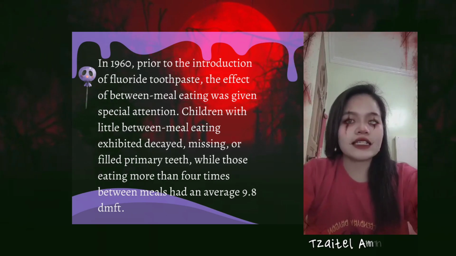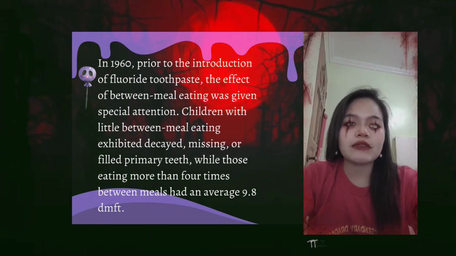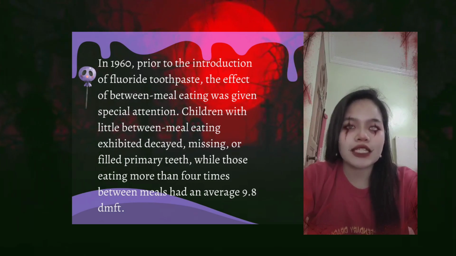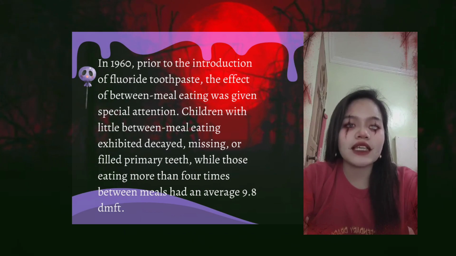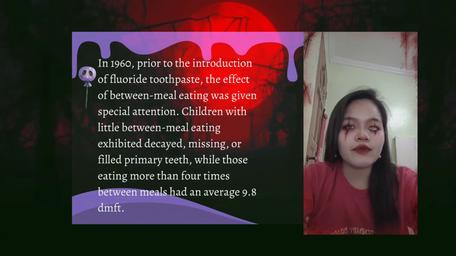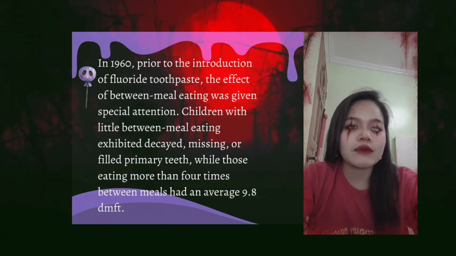In 1960, prior to the introduction of fluoride toothpaste, the effect of between-meal eating was given special attention. Children with little between-meal eating exhibited few decayed, missing, or filled primary teeth, while those eating more than 4 times between meals had an average DMFT of 9.8.